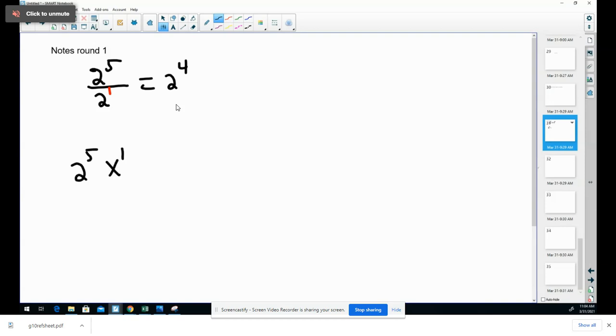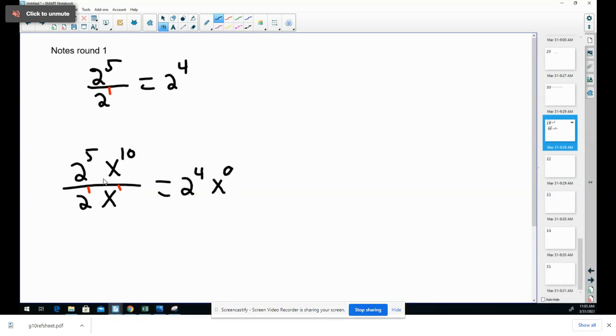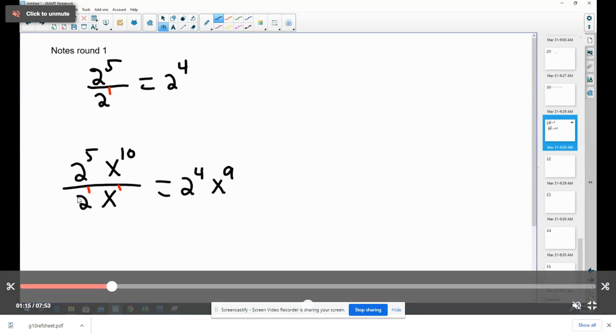So if I had 2 to the 5th times x to the 10th over 2x, remember this is really 2 to the 1st, x to the 1st. Okay, so now I have my 2's. 5 minus 1 is 2 to the 4th on top. Then I have my x's. 10 minus 1 is x to the 9th on top. You notice how the tops are bigger for both of them, so that everything stays on top.